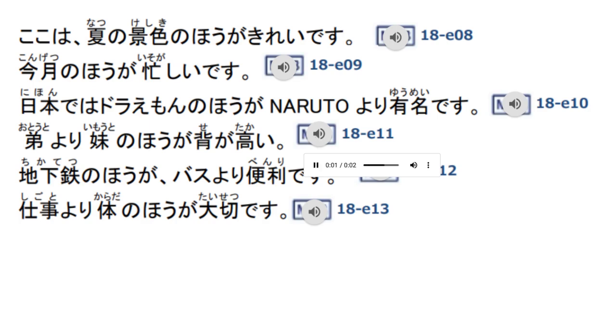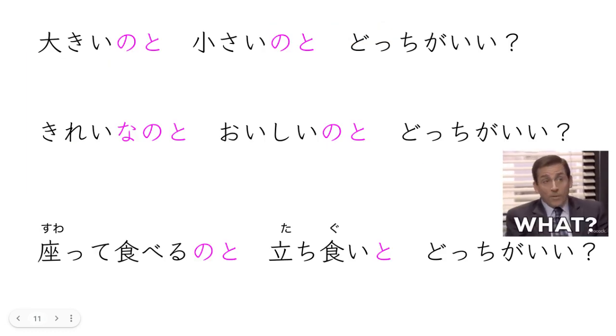弟より妹の方が背が高い。As you can see, who's taller? 妹。地下鉄の方がバスより便利です。どっちの方が便利ですか？地下鉄の方が便利です。仕事より体の方が大切です。どっちの方が大切ですか？体の方が。体 means body, but it mainly means health. So these are really good sentences.